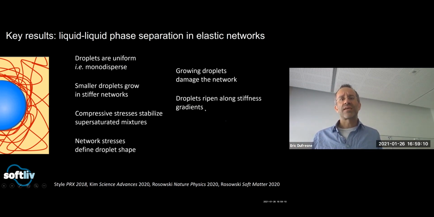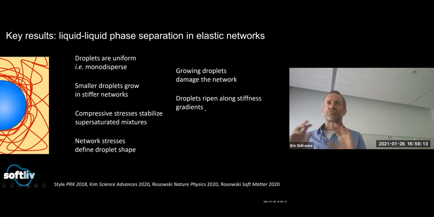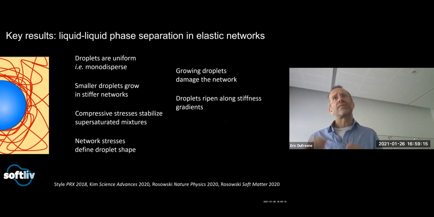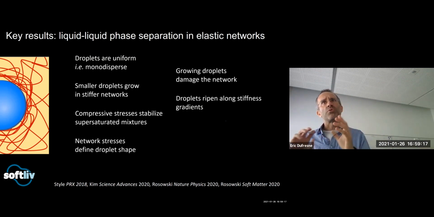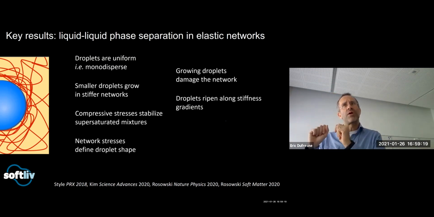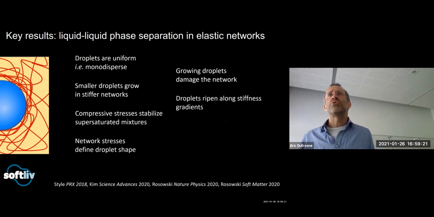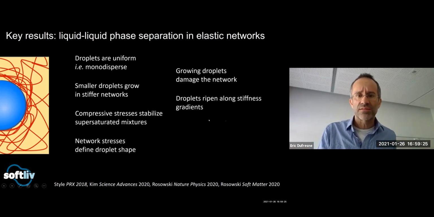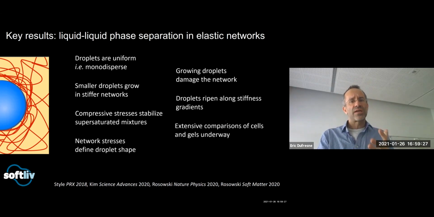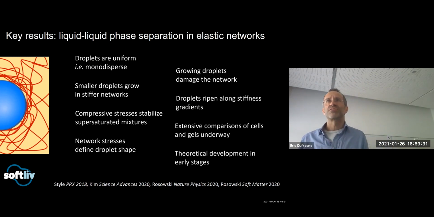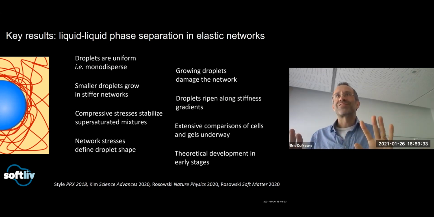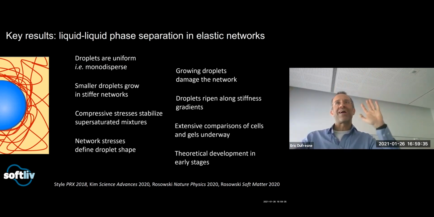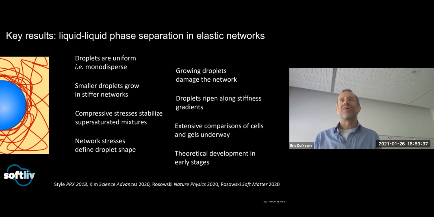And the last thing is that the ripening process looks very different from classical Ostwald ripening. Instead of material moving down from small droplets to big, material tends to move down stiffness gradients. And we're trying to make connections between cells and gels, and we love talking to theorists. So I'm going to stop here, and then we can jump around however you all would like.